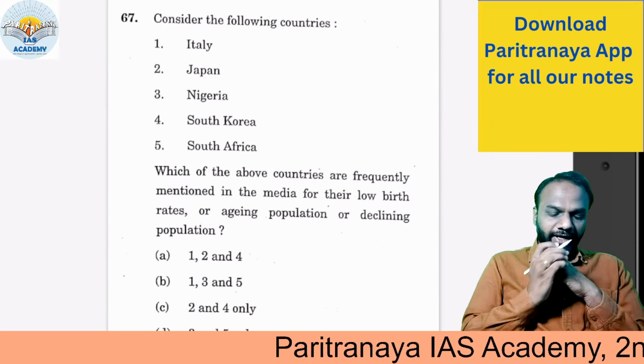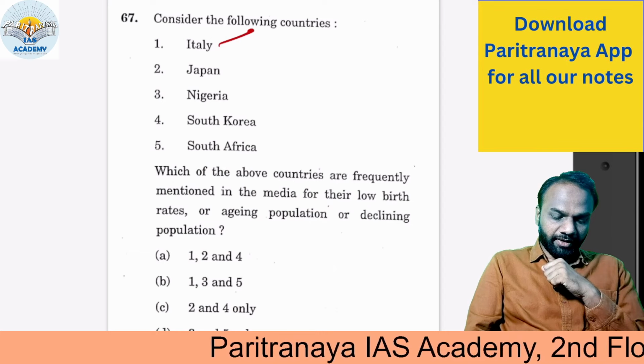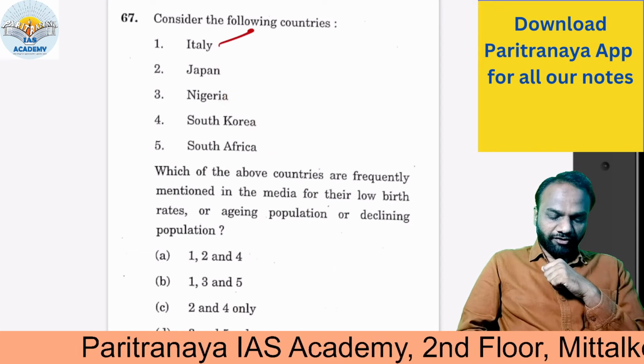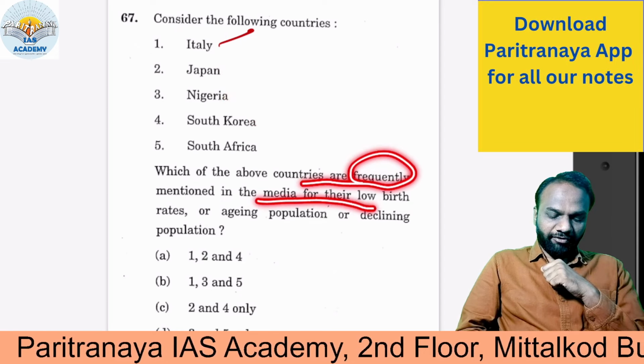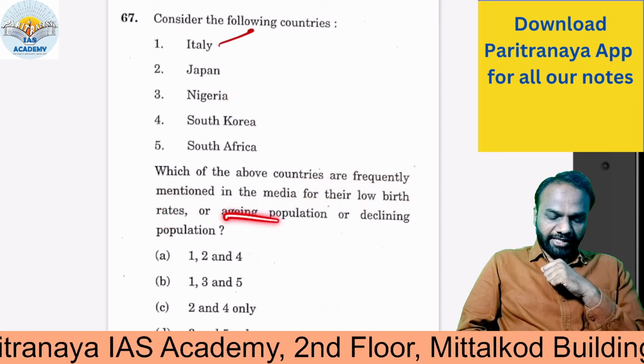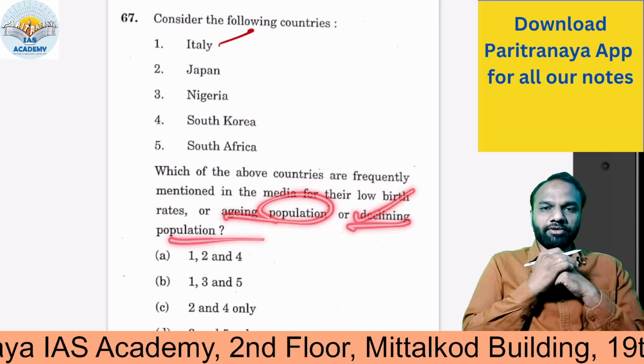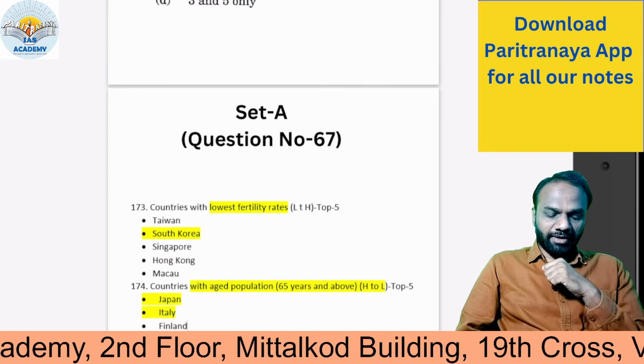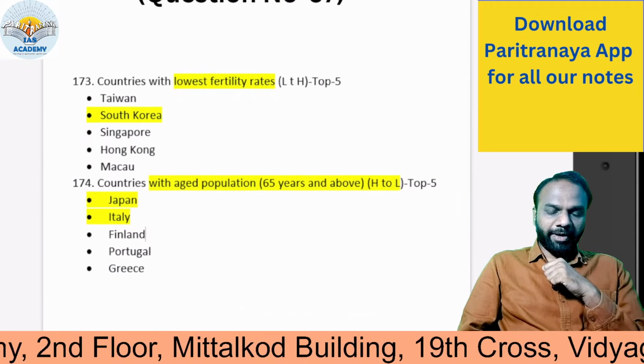So consider the following countries: Italy, Japan, Nigeria, South Korea, South Africa. Which of the above countries are frequently mentioned in the media for their low birth rates or aging population or declining population? Based on curiosity as well as current affairs, we had prepared these notes.